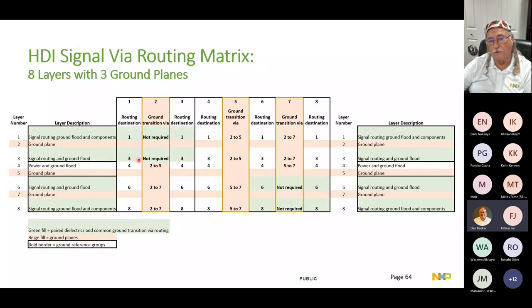The same rule goes between 1 and 3. I don't need a ground transition via. When I route from 1 or 3 to 4, I've got to connect layer 2 to layer 5. When I route from layer 1 or 3 to layer 6 or 8, I've got to put a ground transition via all the way from layer 2 to layer 7. And you've got to be aware of the dielectric that you're using at the start of the signal and where you're trying to take it to. Same thing over here. When we want to go back up the board stack, you've got to make sure you know what dielectric you're starting from and how you make the connection with both conductors, not just the signal, but the ground, to the right place so that you don't break that one dielectric wall.